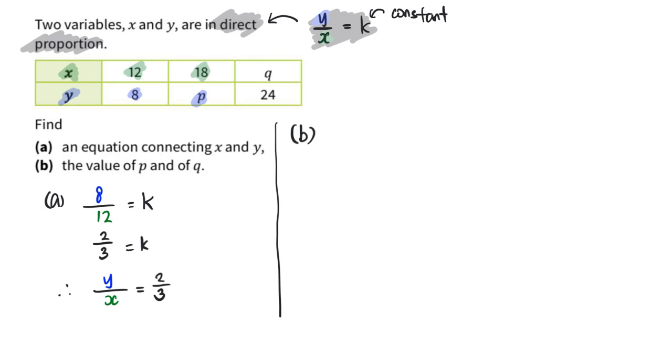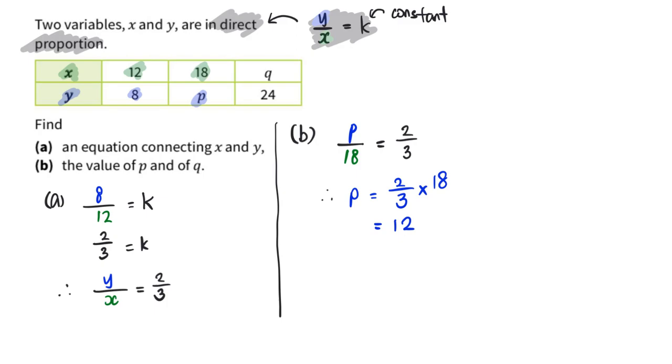So you will see Mr. Tan here writing y as P, writing x as 18, and it still equals to 2 over 3. Okay, so therefore I will be able to find my p easily. It's 2 over 3 multiplied by 18 on both sides. This gives me a value of 12.